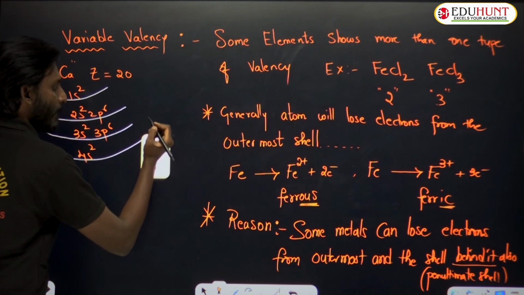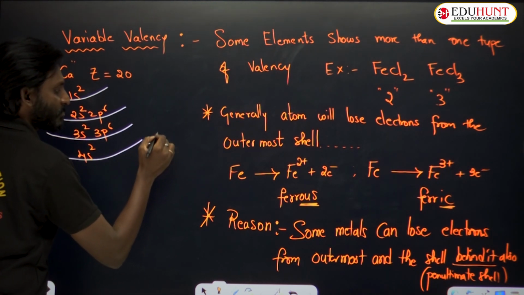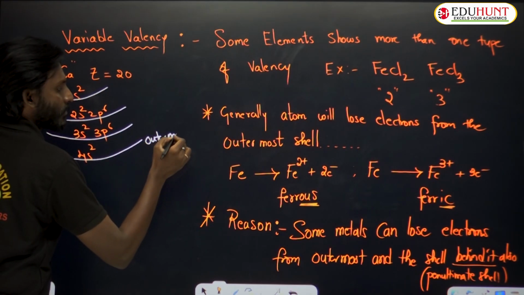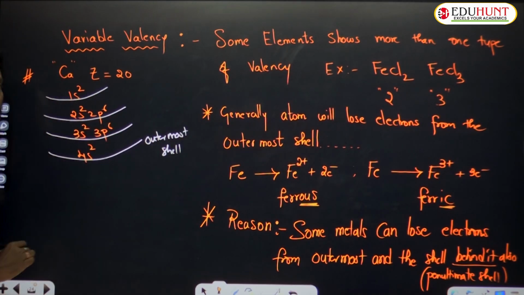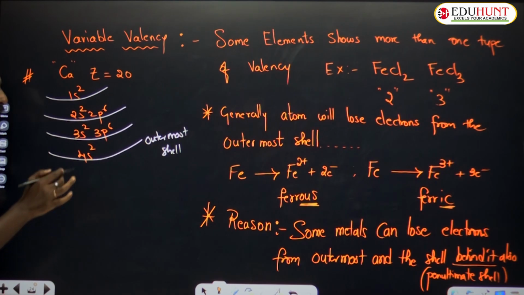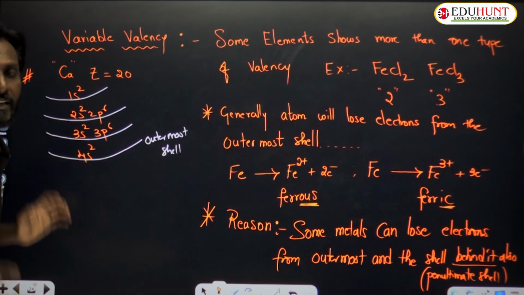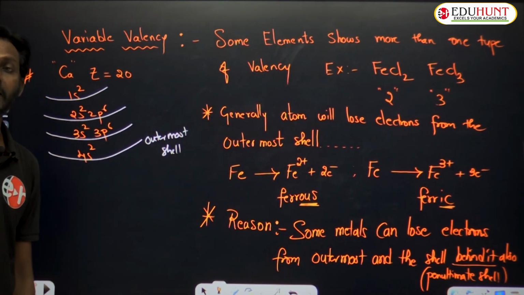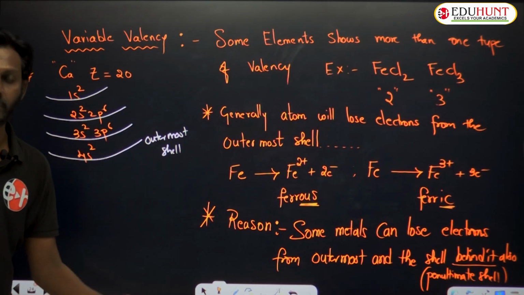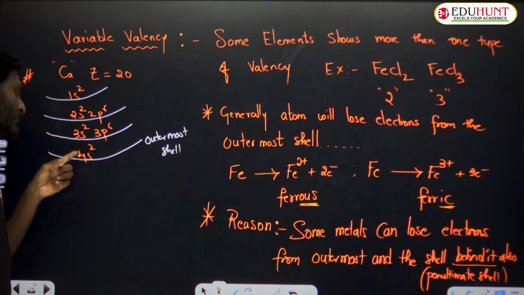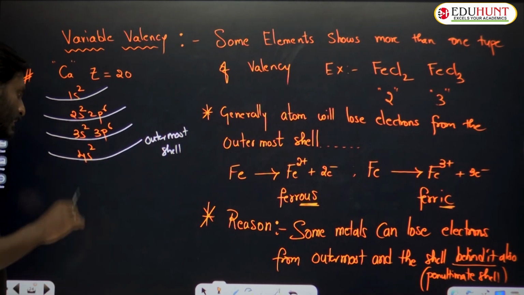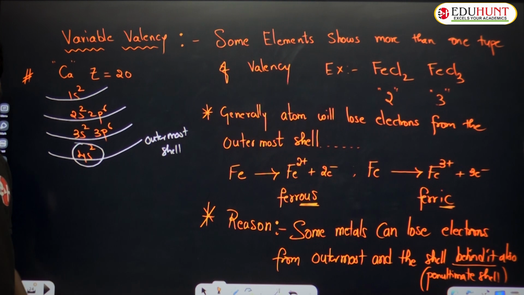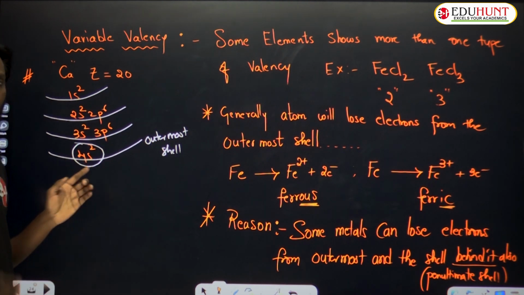This is the outermost shell, or valency shell, or otherwise called ultimate shell. Why? Because this is the shell from which electrons participate in bonding. The outermost electrons are generally important. How many electrons? 4s is the orbital.